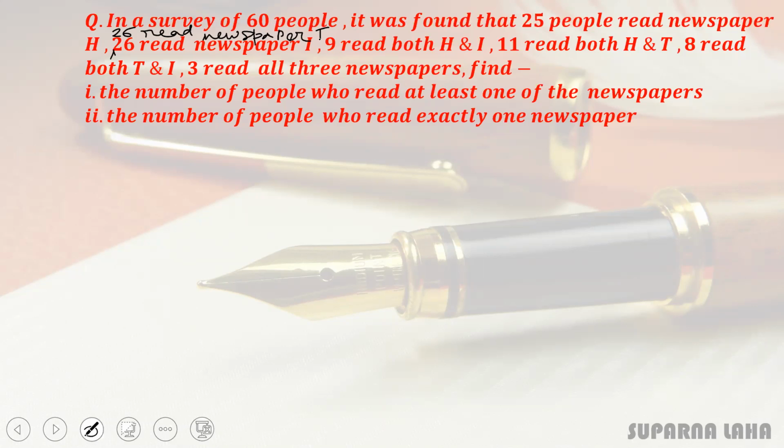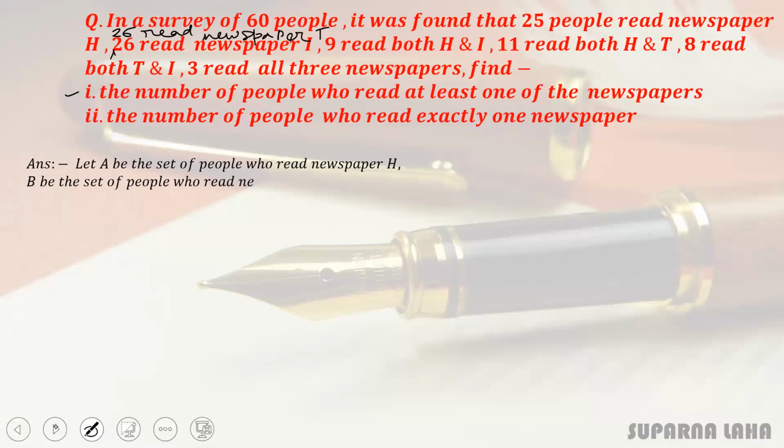First you need to find the number of people who read at least one of these newspapers. So first of all, let us find this set of people. Firstly, take the sets. Let set A be those people who read the newspaper H. Set B is the set of people who read the newspaper T, and C is the set of people who read newspaper I. So these are the three sets.